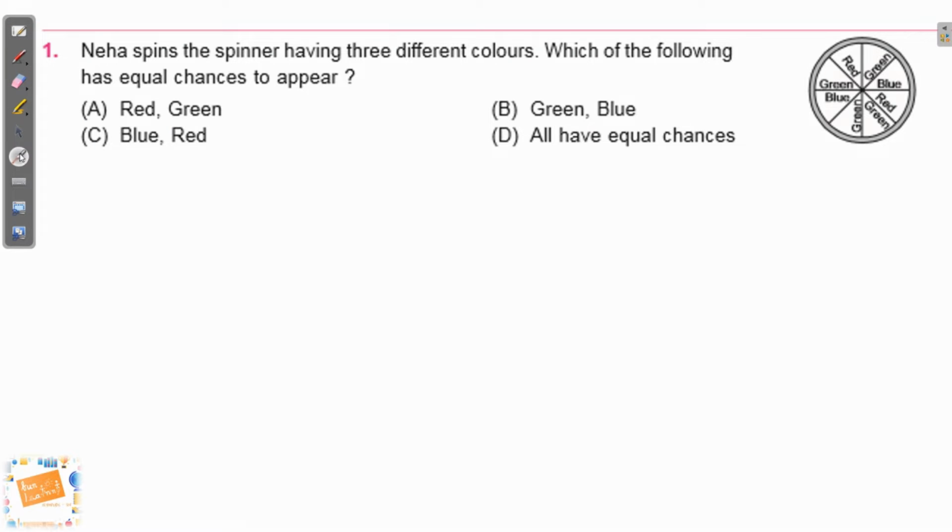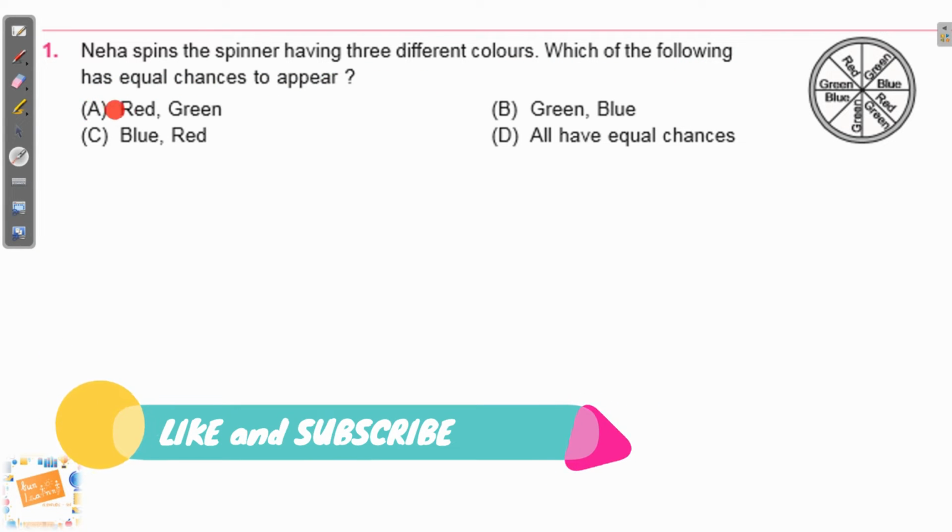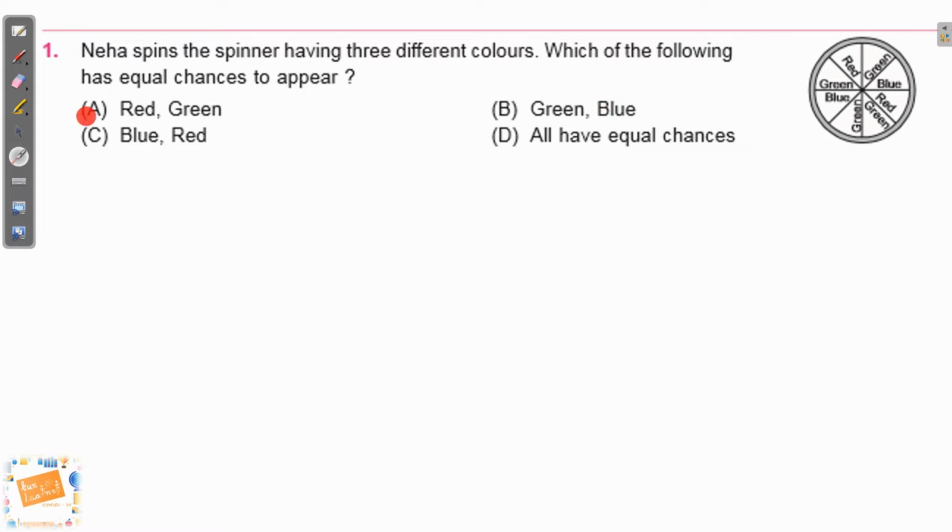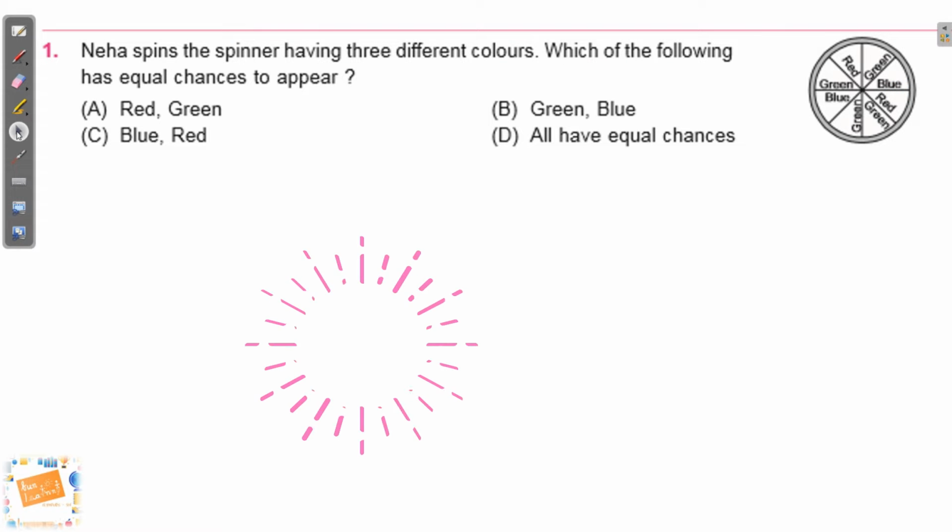The first question reads, Neha spins the spinner having 3 different colors. Which of the following has equal chances to appear? Is it option A red-green? Is it option B green-blue? Is it option C blue-red? Or is it option D all have equal chances? So look at the spinner here and it has 3 colors green, blue, red and answer this question. I'll give you 5 seconds to approach this.